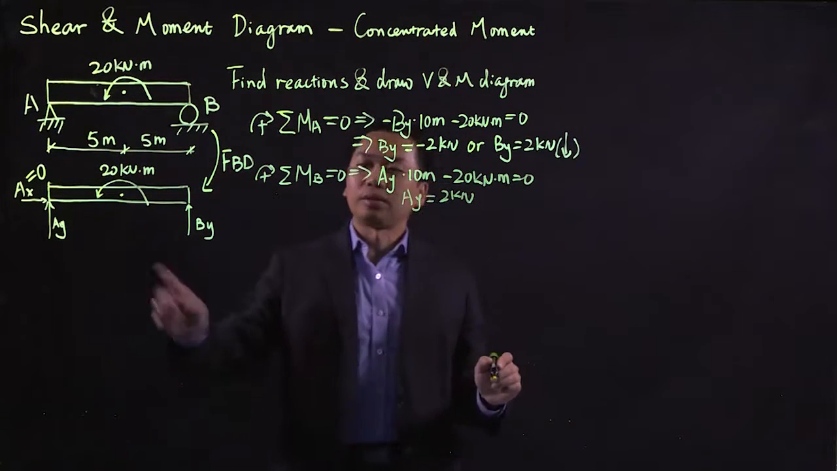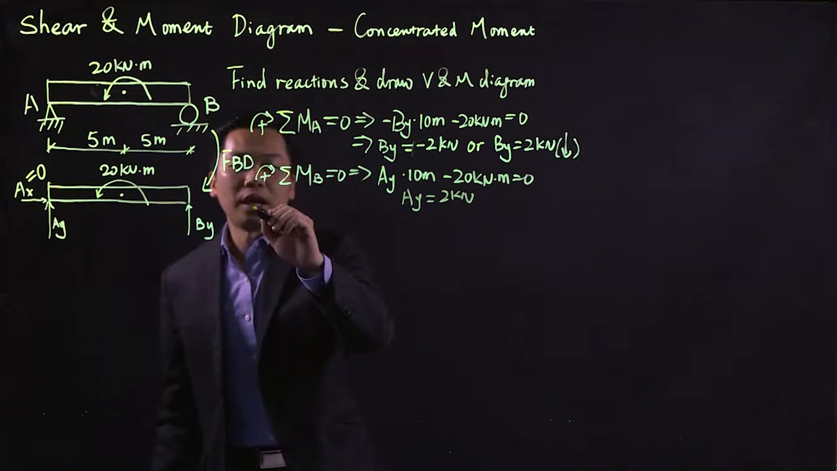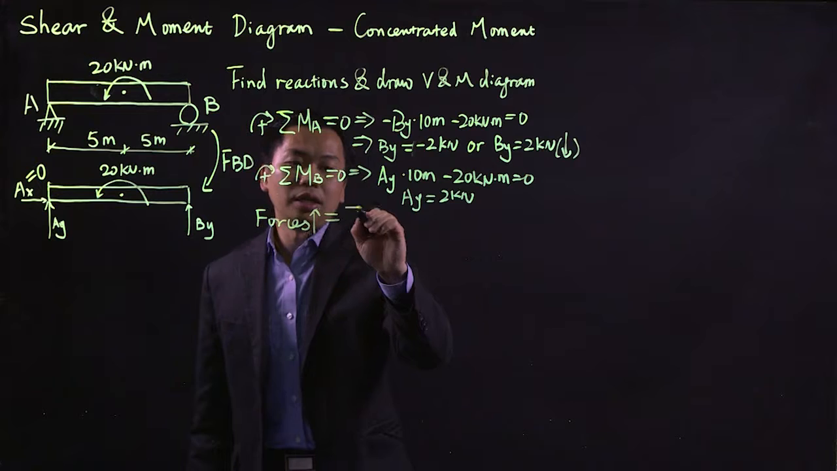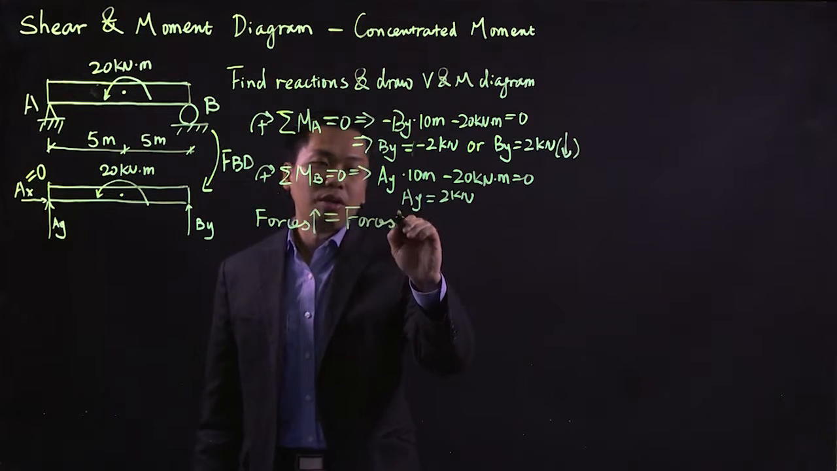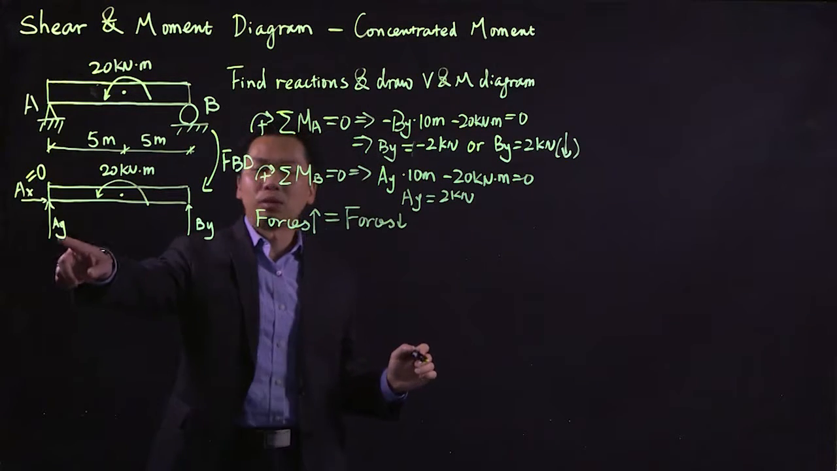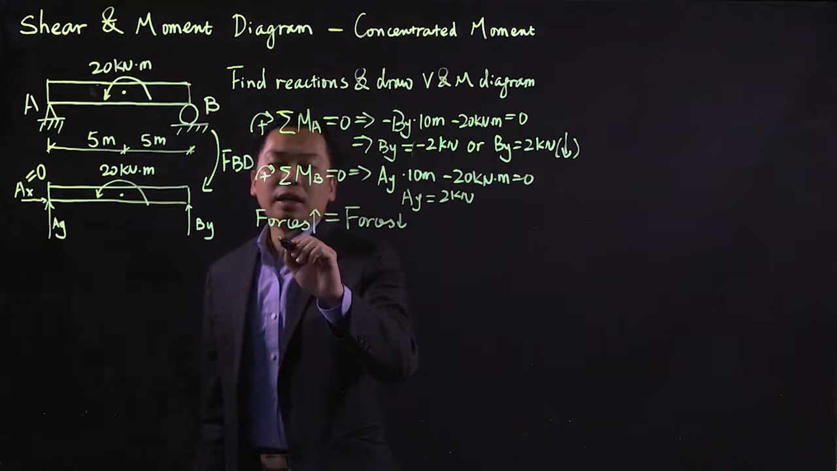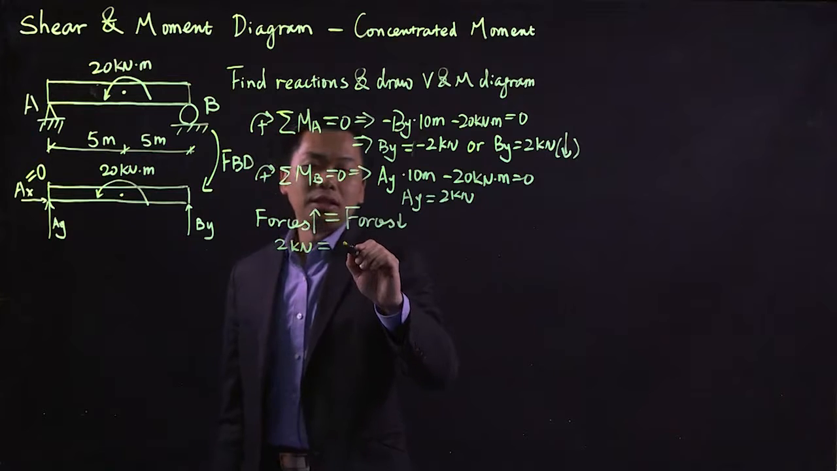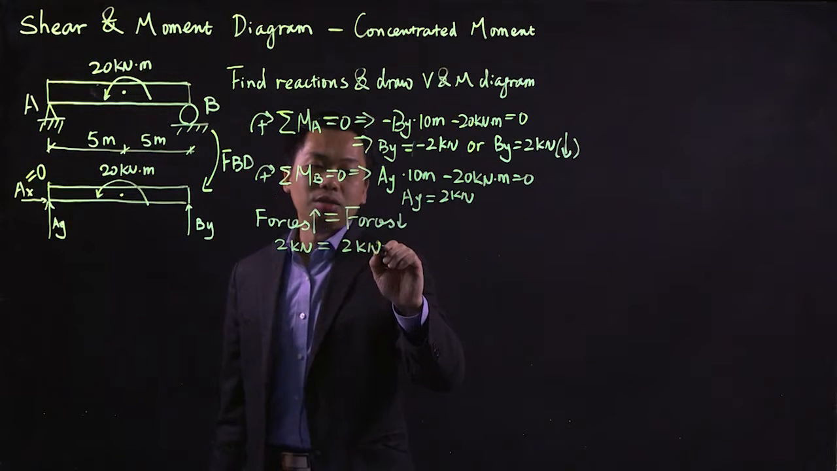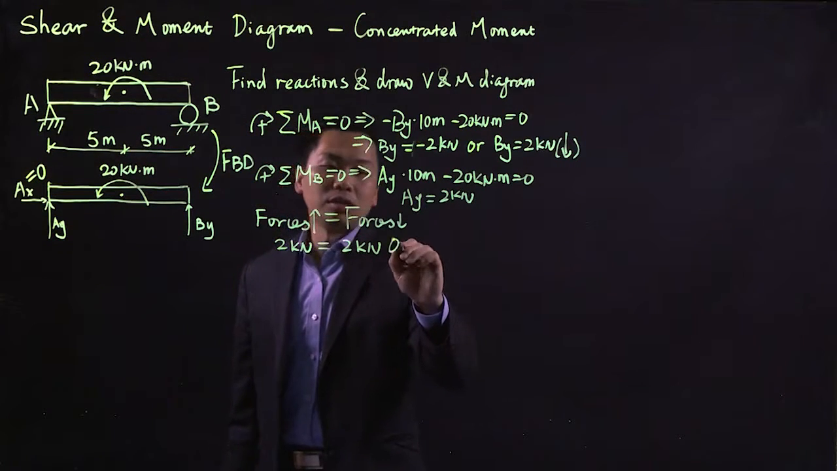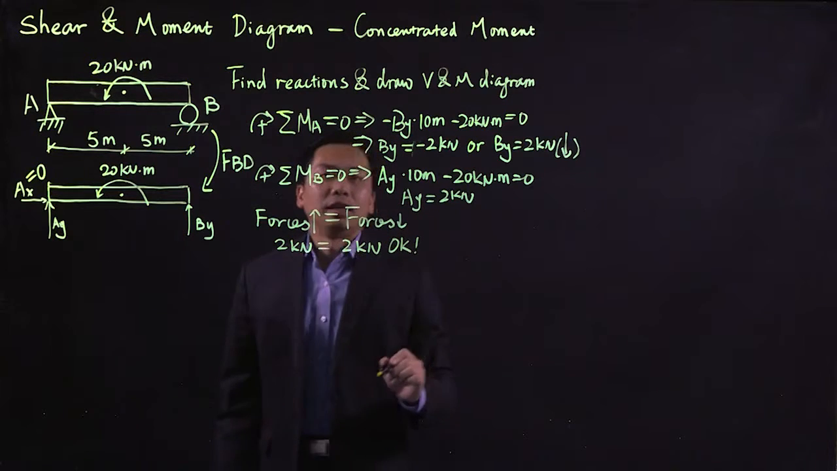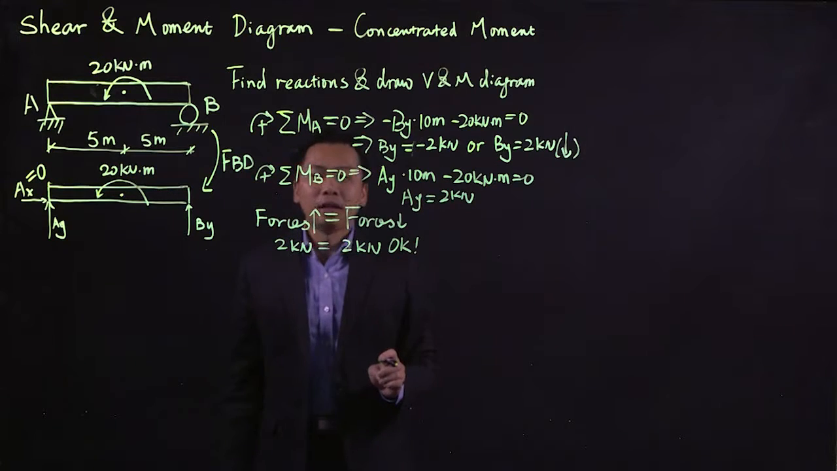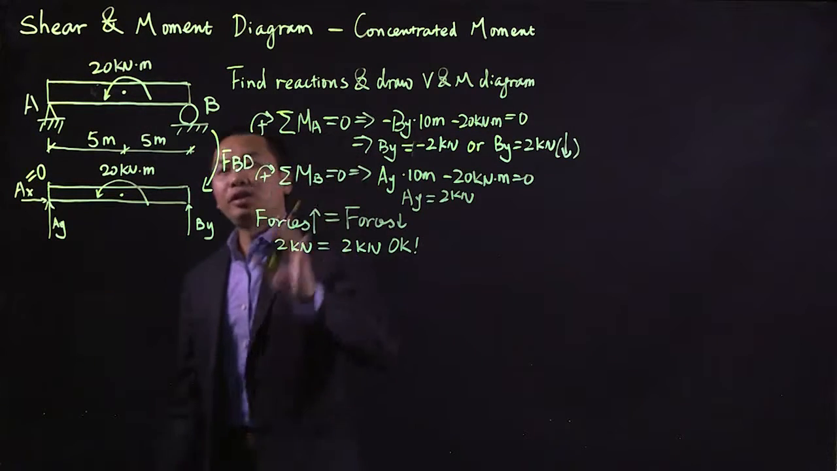And it's going upward. We can check our answer by checking to see if the force going upward is equal to the force going downward. For the force going upward, we only have AY, which is 2 kilonewtons. And the force going downward is BY, which is 2 kilonewtons. They're the same, so we can confirm that the answer we got above is correct. And that's one way to solve the reactions.